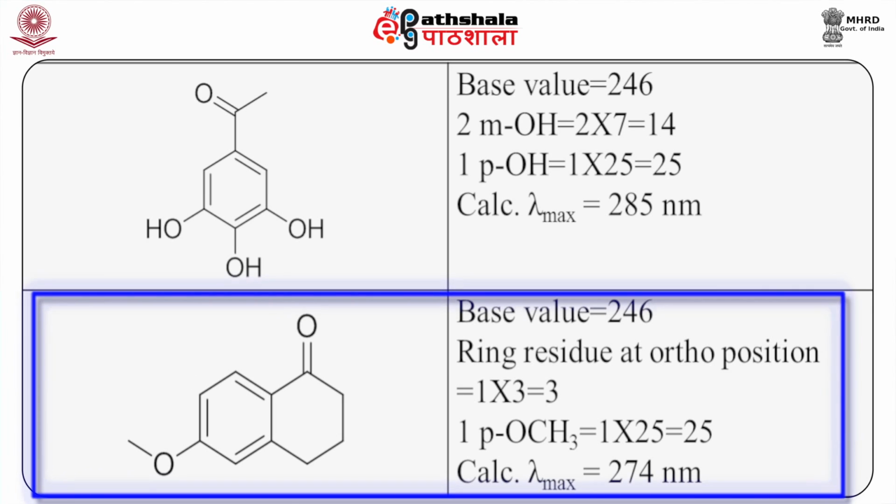In system number 2, as you can see, it is both a carbonyl system and an ether system. So, the base value will be 256 nanometers accordingly. The ring residue at the ortho position adds an increment of 3 nanometers to the base value. One para OCH3 group will have an increment value of 25 nanometers. Thus, adding up, the lambda max value will become 274 nanometers.